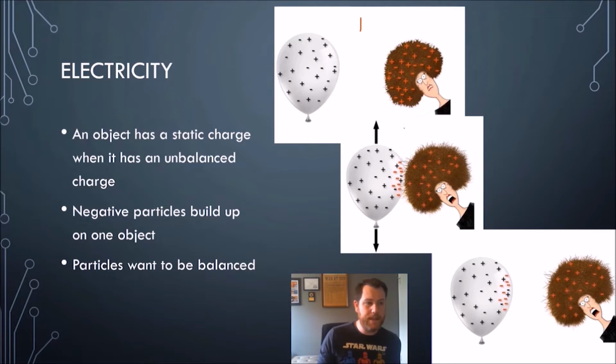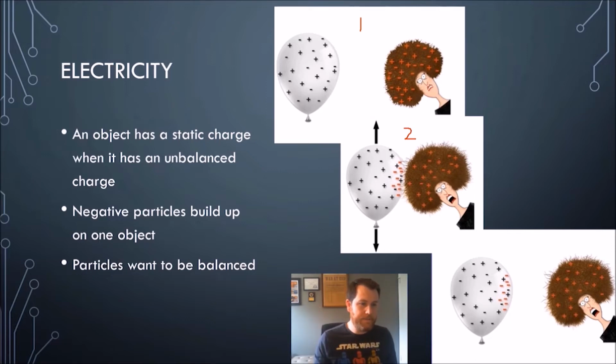So what happens next? Well, if we were to take that balloon up against this person's hair, she has a lot of hair, by the way, and rub it up and down, the hair very easily can give up its negative particles. And so they transfer over to the balloon, which can take those negative particles. And so that's the second thing. We have to have some actual touching. And so those negative particles transfer from the hair over to the balloon.